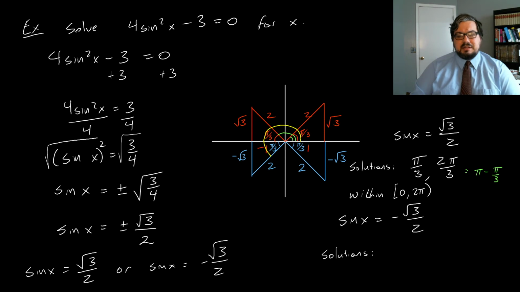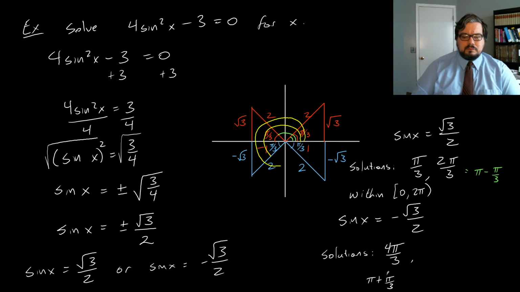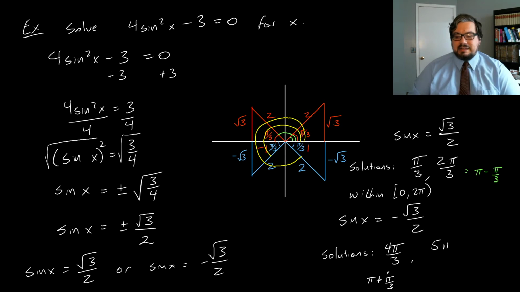So that first angle will be pi plus pi over 3, which is 4 pi over 3. So that's because this is pi plus pi over 3. And the second one we can see is 5 pi over 3, and that's because it's 2 pi, the whole circle, minus pi over 3. So these are the solutions within the interval 0 to 2 pi.